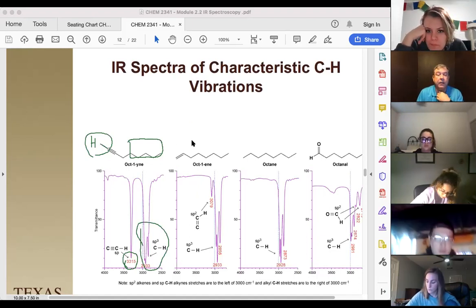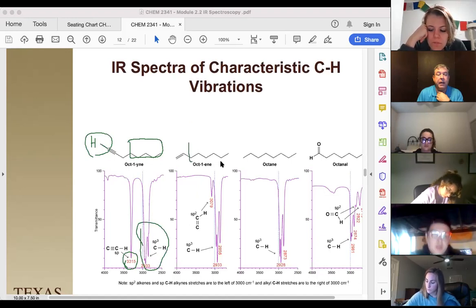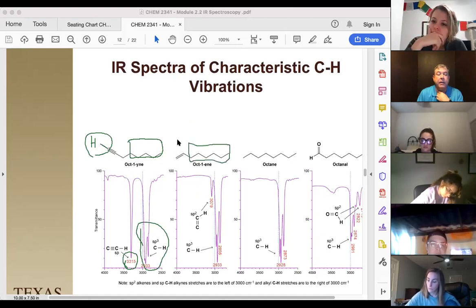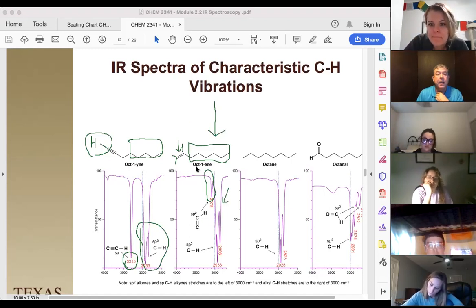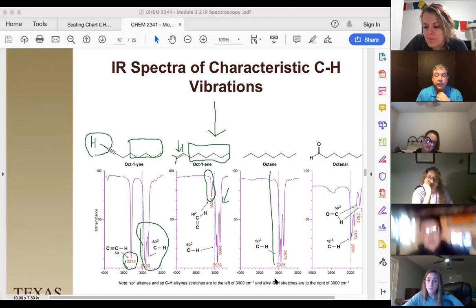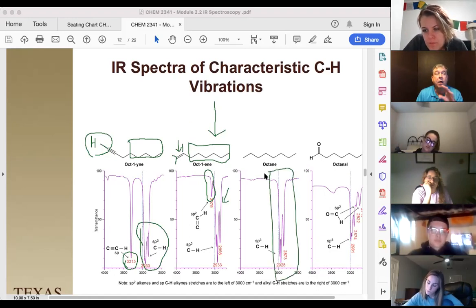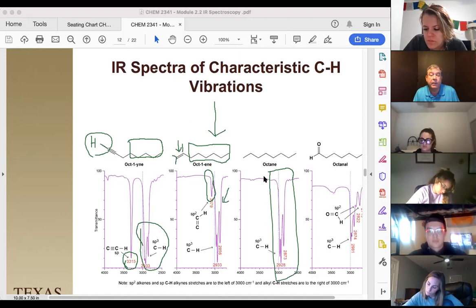So let's go ahead and look at that same compound, but instead of being an alkyne, we have an alkene. So we have three hydrogens hanging off this alkene right here, and they show up a little bit higher in energy, just above 3000. All the rest of these right here are the ones that show up below 3000. Okay, and if we take away the alkene and the alkyne completely, notice on this one right here, all of the peaks are below that 3000 mark.